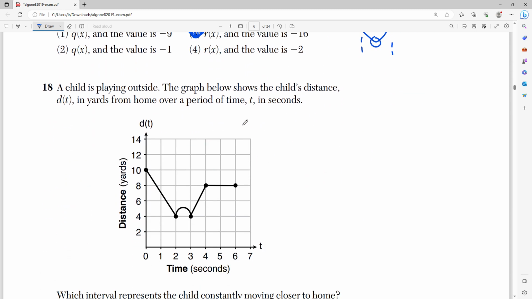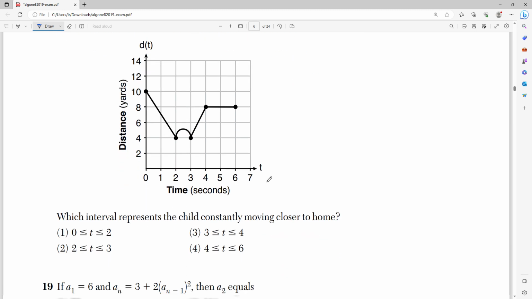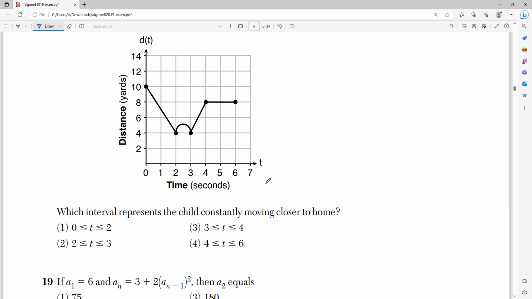Pretty easy. Number 18 says the child is playing outside. The graph below shows the child's distance d of t in yards from home over a period of t seconds. Which interval represents the child constantly moving closer to home? So think about it, right? What is speed? Speed is distance over time, right? So obviously wherever this line is not a straight line, my speed is going to be changing, right? Because think about this. Let's look at the interval from 4 to 6, right? Here, he is moving 8 yards over 4 seconds, right?